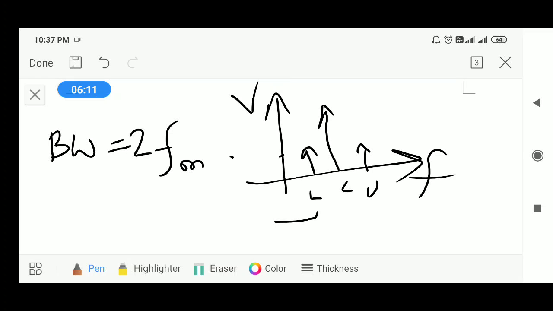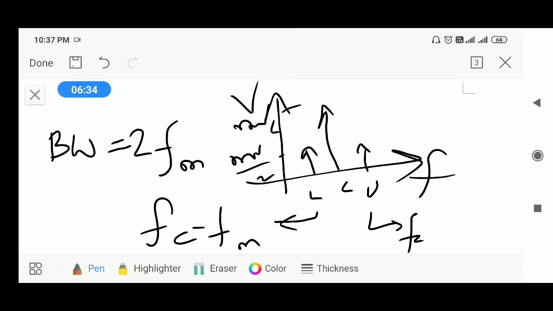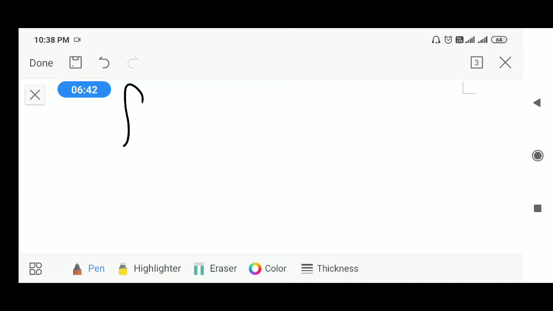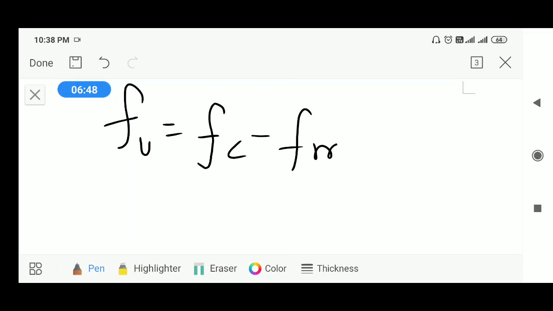Here it is mVc by 2, mVc by 2. Here it is Vc. The frequency of the lower sideband is equal to fc minus fm. Upper sideband fc plus fm. Right. So in another way, I'll write it once again on a blank page. Frequency of the lower sideband is equal to fc minus fm. Frequency of the upper sideband is fc plus fm.